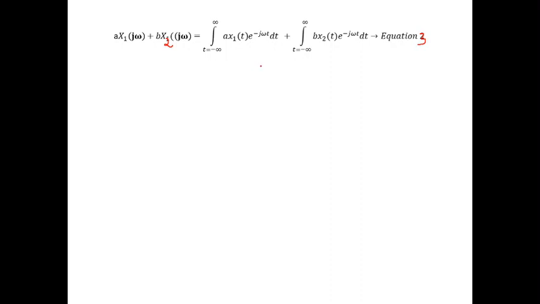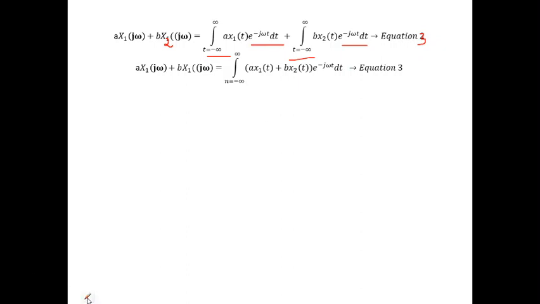Now in this, which are all the terms that are common? You can see that this integration is common, and then e power minus j omega t dt is common. So take out those common terms. The remaining will be a x1 plus b x2, multiplied by e power minus j omega t, right?